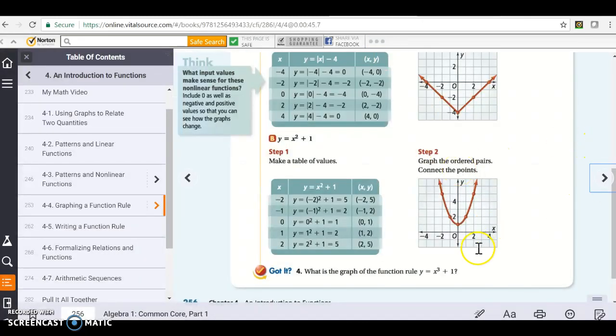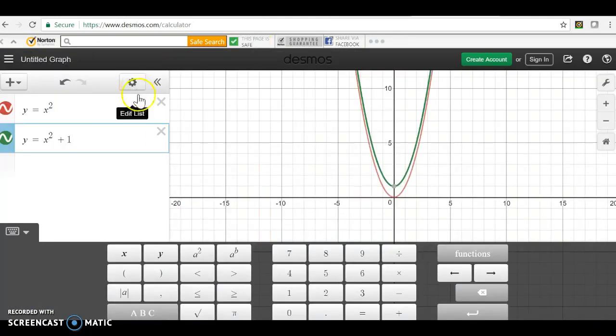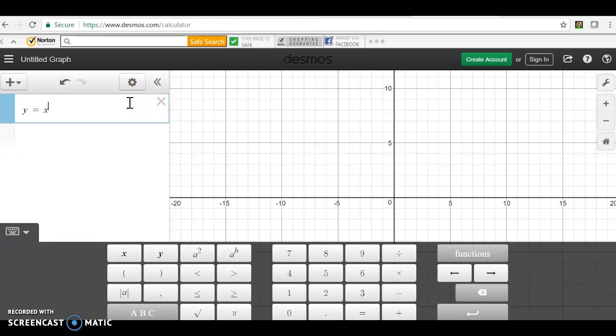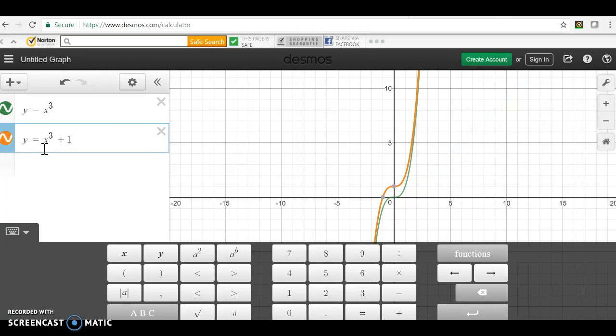So again, let's look at the graph, the function rule of x cubed. So this is called a cubic function. Another one of those functions that you should know by heart. So let's graph it. And this is what it looks like. And I bet you can guess what happens when I add 1 to it. It's going to do the exact same thing. This part's just going to move up 1. So y equals x cubed plus 1. Same thing. And I hope that this helps.